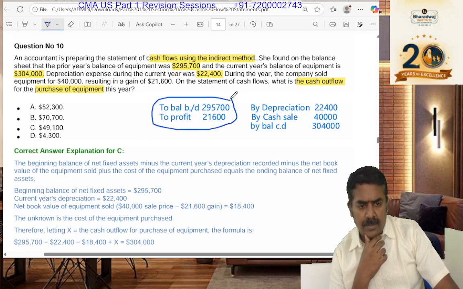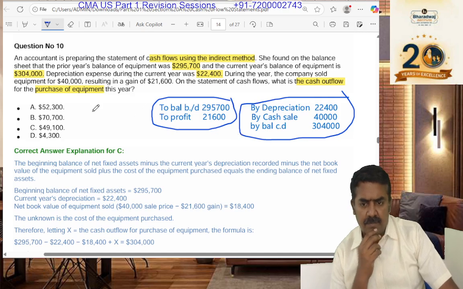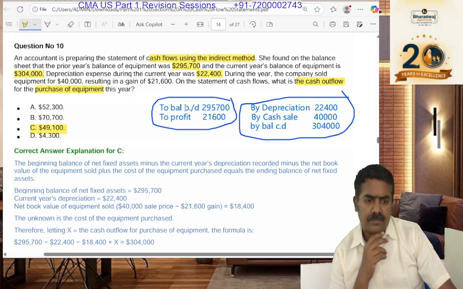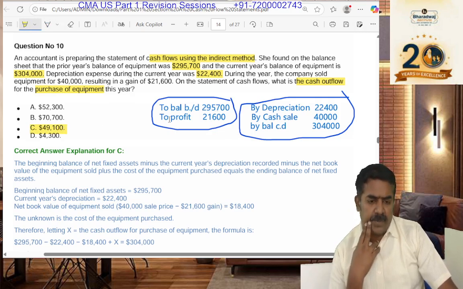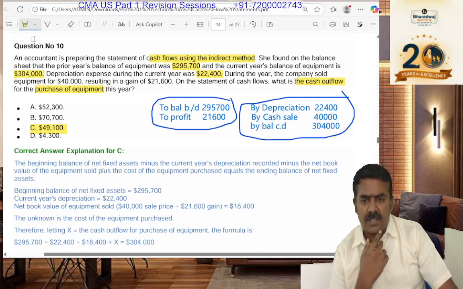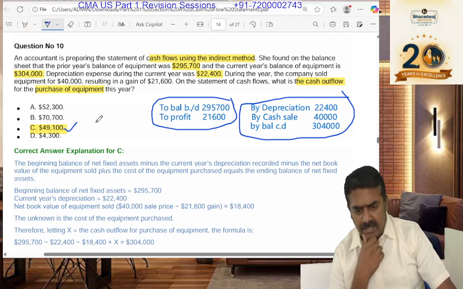The gap will be nothing but purchase of asset, 49,100. Opening balance, profit on sale. We have depreciation, sale price, receipt, and closing balance. The balancing figure becomes so much. Profit on sale.